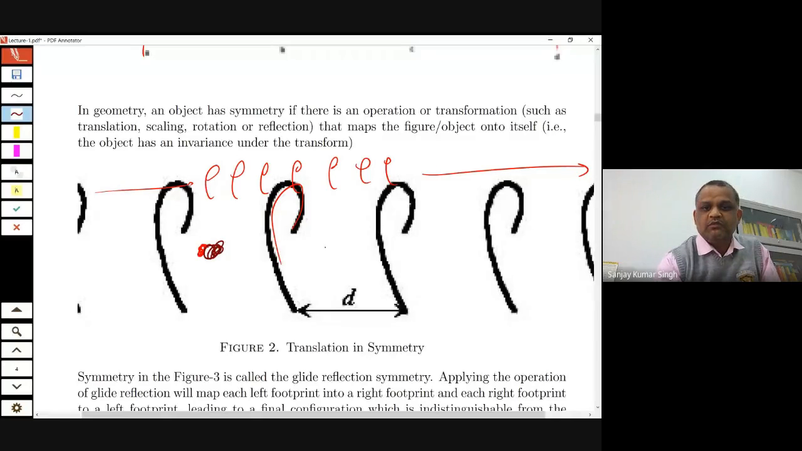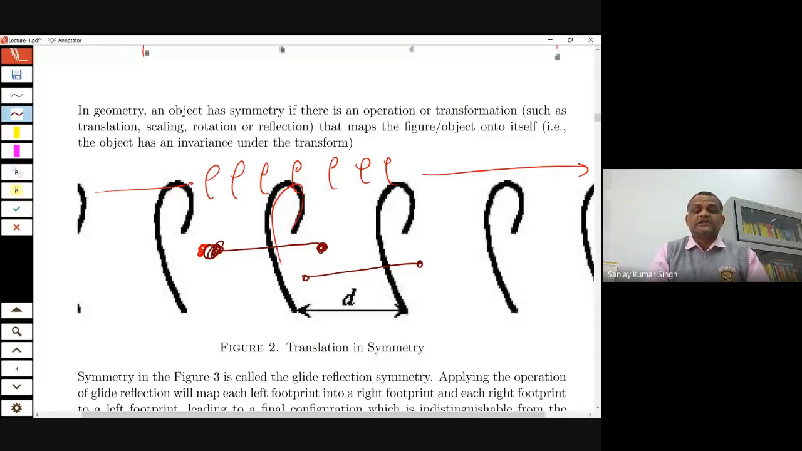I'm moving this point by distance d. And again, I have some point here, and I'm moving it by distance d. Such a type of transformation is called a translation map. So basically I'm translating a point by a distance d, and you can easily see that after applying this transformation, there is no change in this picture because it is infinite. If it were finite, then of course there would be a change, because the last one would go to the next one, which is not in this picture.